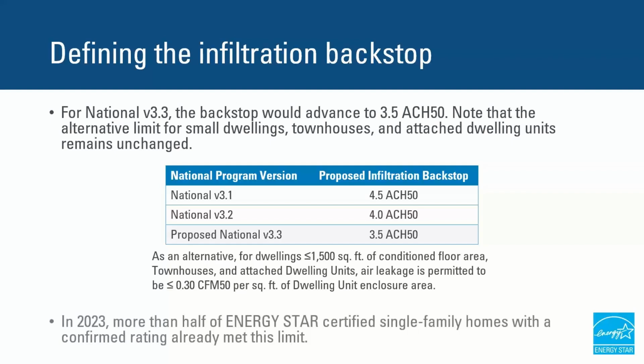And we think that this limit is achievable. In fact, 55% of all Energy Star homes certified last year in 2023 already met this proposed limit, with more than 80% of homes meeting this limit in most climate zones. By the time this new version is implemented, we're confident that any home pursuing certification could achieve this limit using standard off-the-shelf sealing techniques. Okay, so that wraps up the proposal for single-family new homes National version 3.3.